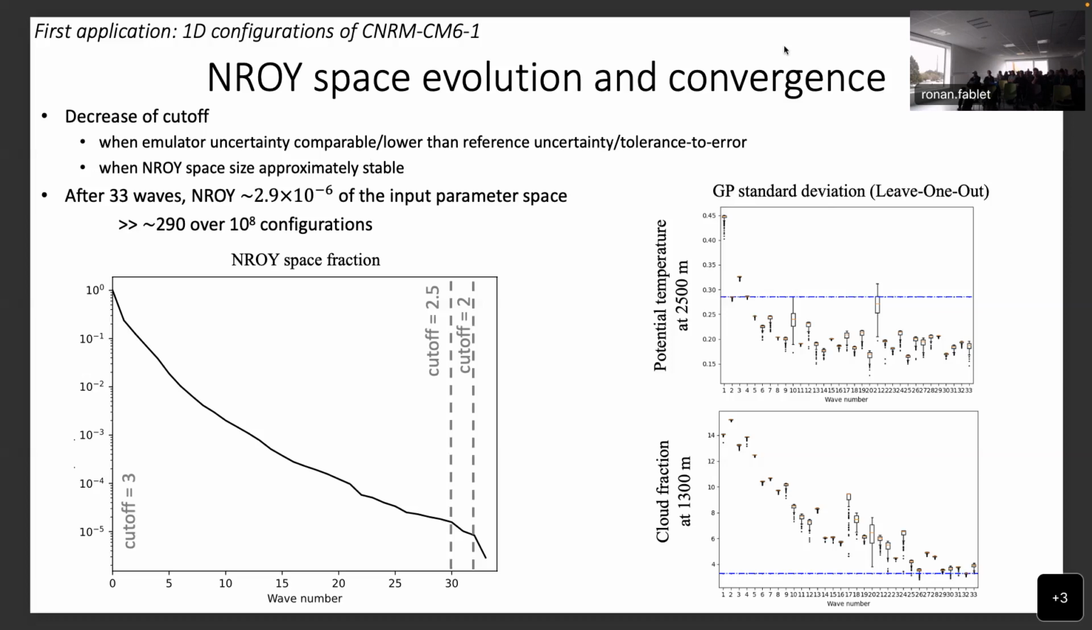And just about the convergence a bit more. So here you have, from a leave one out approach, the Gaussian process standard deviation for the distribution. We see that it mostly decreased along the process. The blue line is the sum of the reference uncertainty and the tolerance to error. So in this case, for potential temperature at 2,500 meters, we have below, so we have some convergence, but for cloud fraction at 1,300 meters, it's still comparable to the reference and tolerance to error uncertainties.